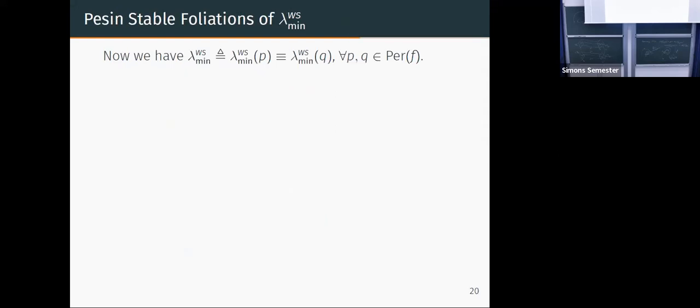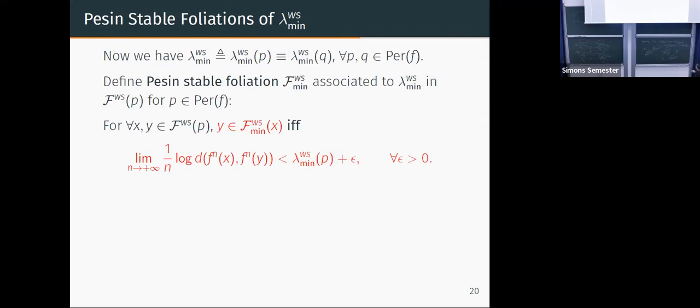Right now we have the same smallest exponents, and we can try to define some kind of foliation, the strong stable foliation in the weak stable. Locally, at a point in the weak stable foliation of P, we choose the smallest one that is contained in the weak stable manifold of P. So we can define a foliation in the weak stable manifolds of P such that two points are in the same stable foliation if and only if the contracting rate of them is almost like the smallest exponent.